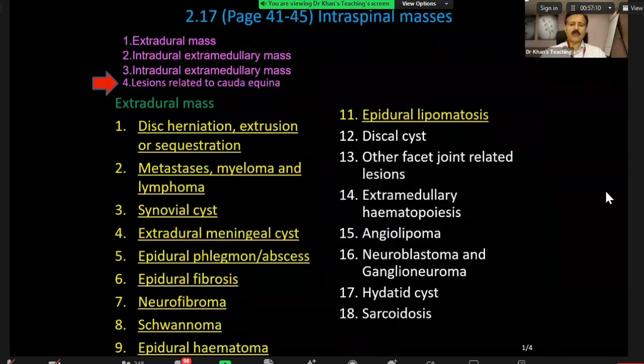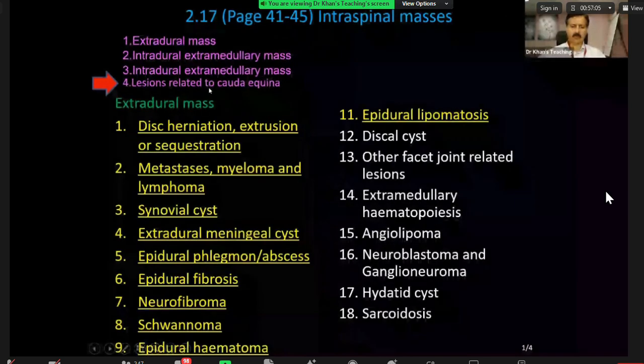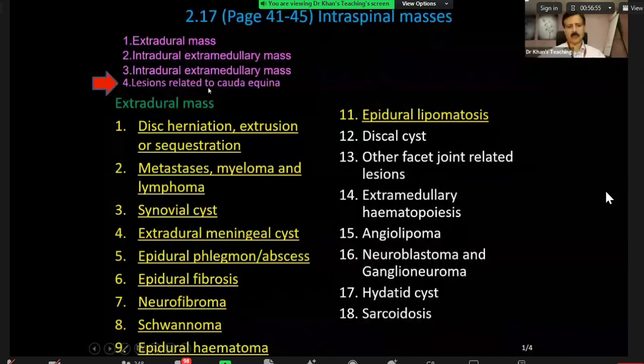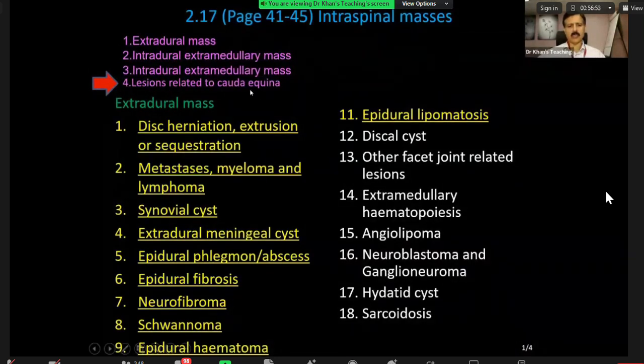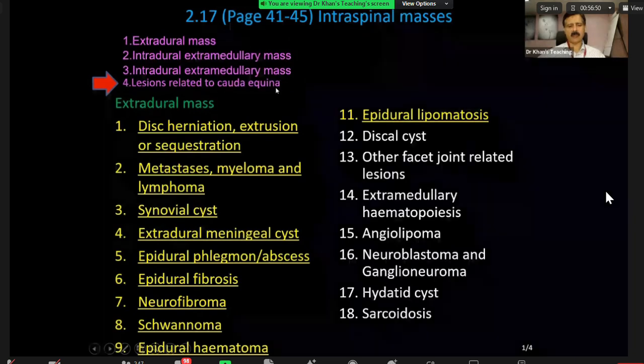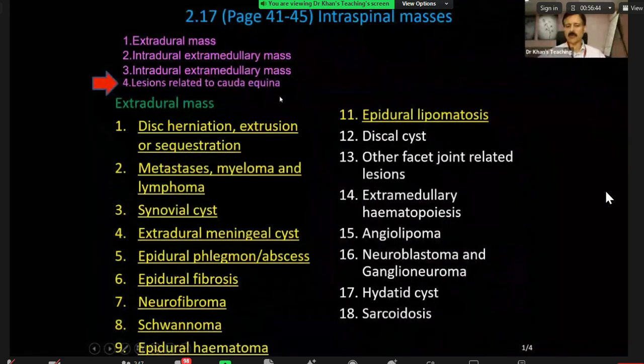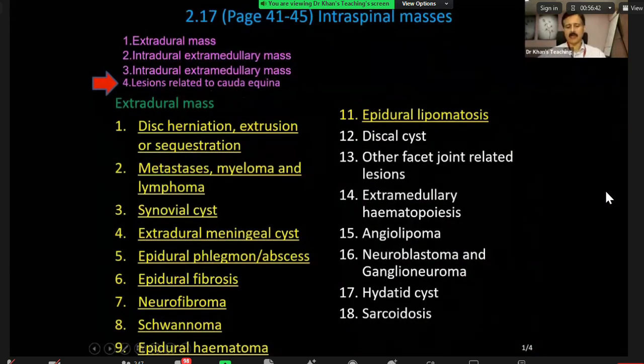Now, if you see here, we are in the last differential of this chapter, and then we will just do a few viva cases. Now, lesions related to Cauda equina. In the latest Chapman, this is a new heading which has come up. Just because I feel that many at FRCR 2B level get a bit confused. I have already shown you a myxopapillary ependymoma at that level, right? But I'm showing you a few inflammatory processes.